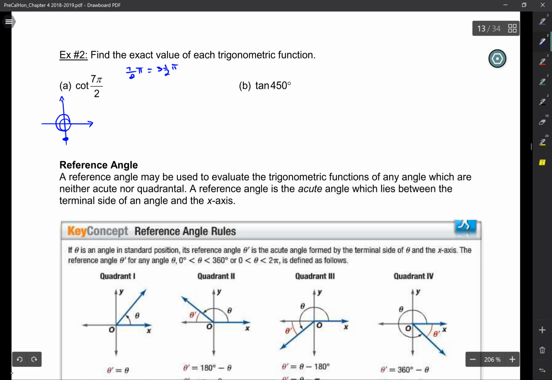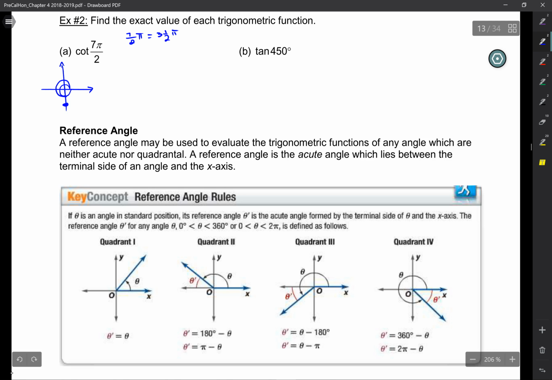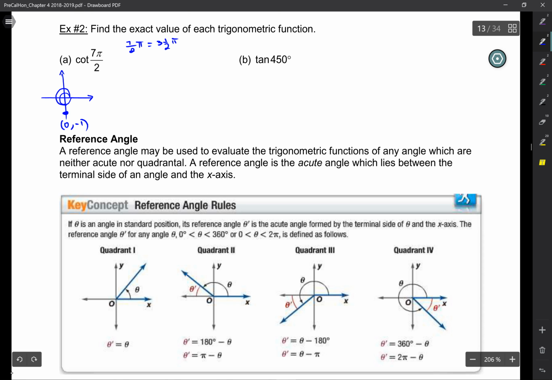Okay, so 2 pi, full circle, 3 pi, and a half pi. So now we're here. A sample coordinate over there would be like 0, -1. So if I want the cotangent, that's x over y, 0 over -1, 0. If you were to do like 0, -5, it would still be the same.